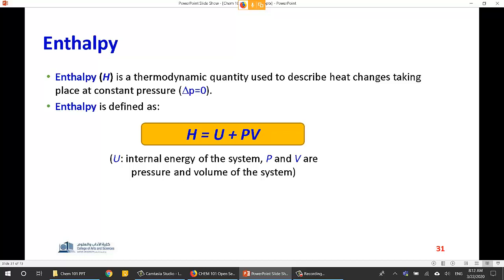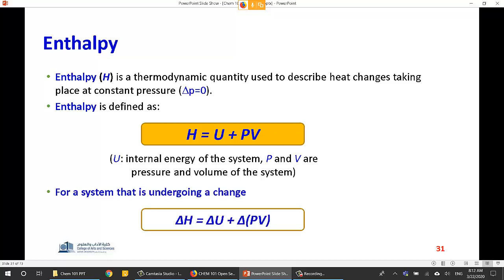Enthalpy is actually defined as H equals U plus PV. There is nothing called enthalpy by itself, it's just something that scientists came up with. We know there is something called internal energy, and we know what pressure and volume are. So the combination U plus PV is what we call H, or enthalpy. Enthalpy is defined in terms of these three things.